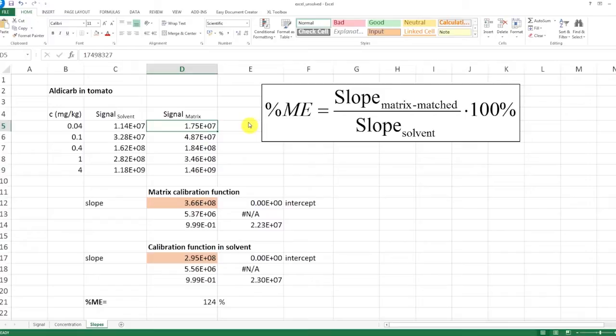For example, one of the reasons could be a co-eluting compound that has exactly the same MS-MS transition as aldicarb does, or that we really have a co-eluting matrix compound that increases the ionization efficiency of our compound. However, similarly to matrix effects below 100% referring to ionization suppression, matrix effects above 100%, meaning ionization enhancement, are not very good for our method. First of all, because small variations in matrix may change the matrix effect, and therefore this matrix effect may be strongly variable. And to have a really robust method, we would like to have the matrix effect values as close as possible to 100%.